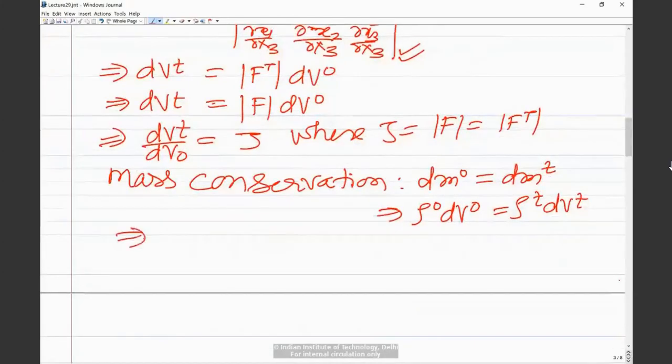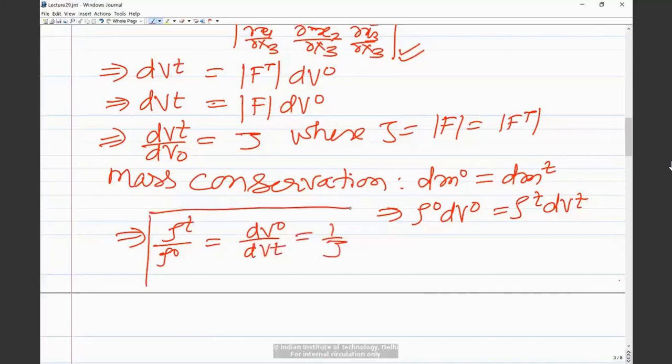So from this relation you can write that the ratio of density in the current configuration to density in the reference configuration will actually be dv naught by dvt, which is 1 upon J. So this is another relationship between the density in the current configuration and the density in the reference configuration. And the other relationship is that the volume ratio in the current and reference configurations is given by this J, the determinant of the deformation gradient matrix.